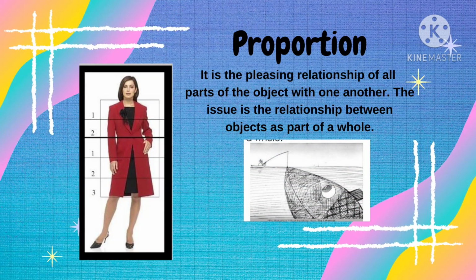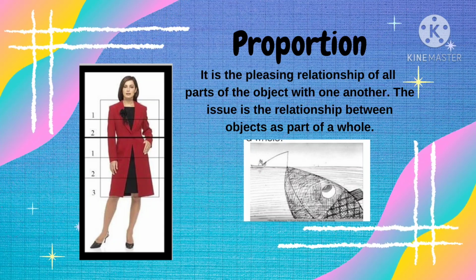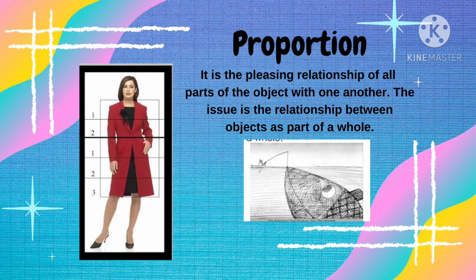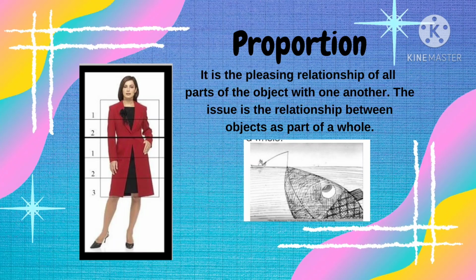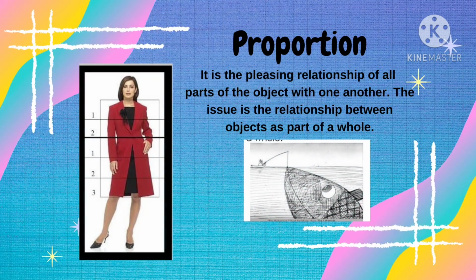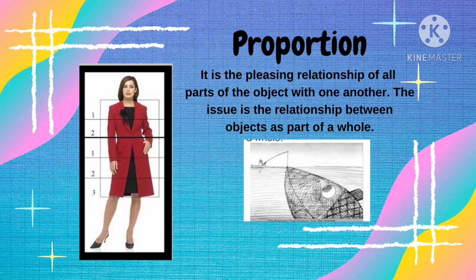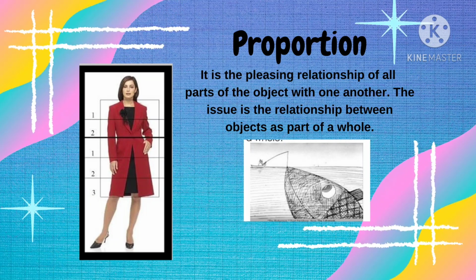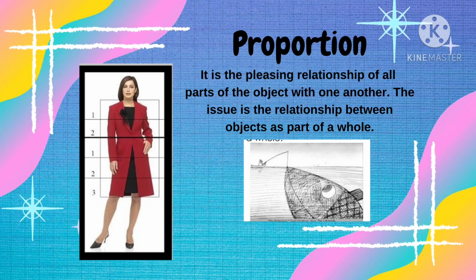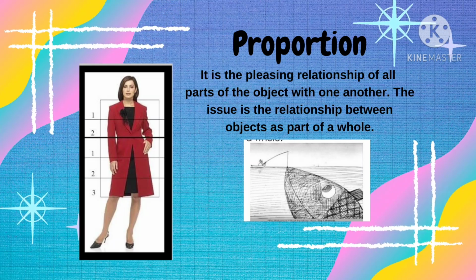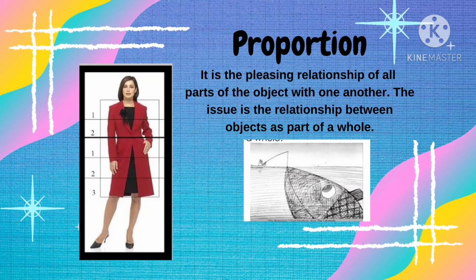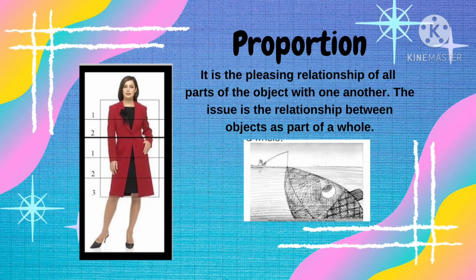Meanwhile, proportion is the placing relationship of all parts of the object with one another. Proportion refers to the relative size of the various elements in a design. The issue is the relationship between objects or parts of a whole. In the design below, it wants to show that the fish under the sea is too big. To make it obvious, the designer makes the fisherman too small. Proportion is shown in the following designs of dresses.